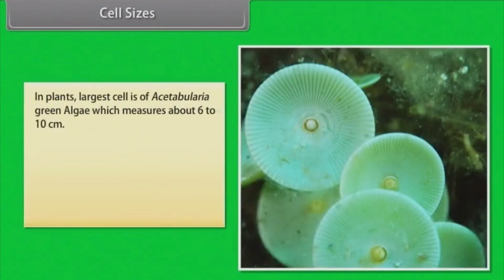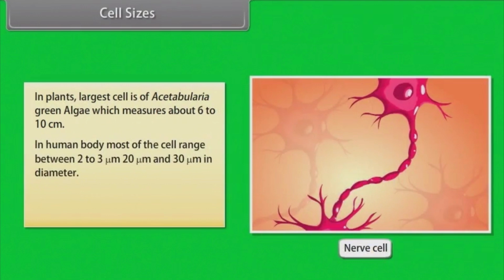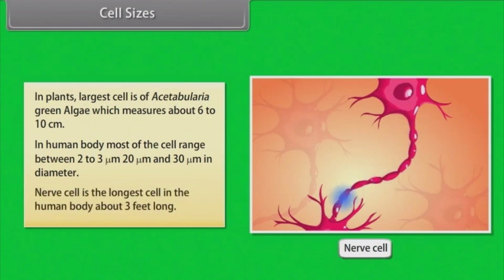In plants, largest cell is of Acetabularia, green algae, which measures about 6 to 10 centimeter. In human body, most of the cells range between 2 to 3 micrometer, 20 micrometer and 30 micrometer in diameter. Nerve cells is the longest cell in human body, about 3 feet long.